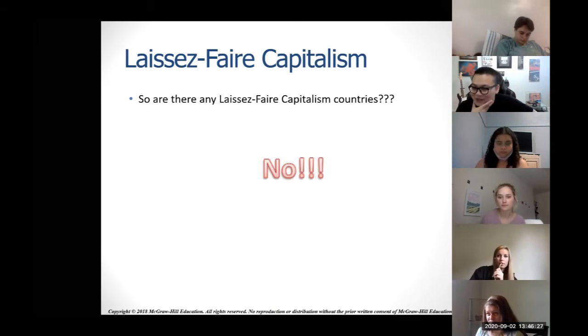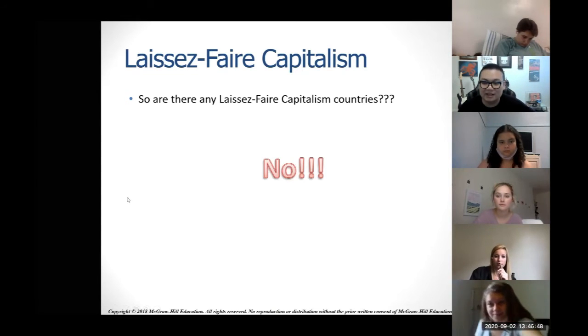The only country in my head that is a little bit close to laissez-faire capitalism may be Singapore, in my opinion. Singapore does not have a lot of heavy policy, those kinds of things. It's a totally free trade country. So that's the only one, maybe, but it's not totally laissez-faire. The government still has some control.